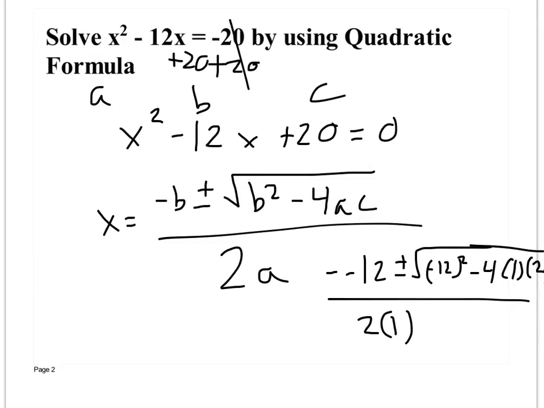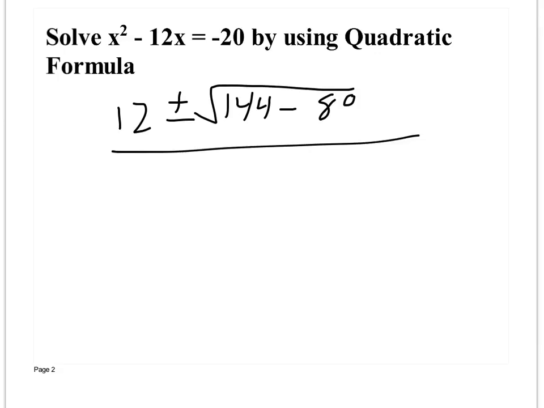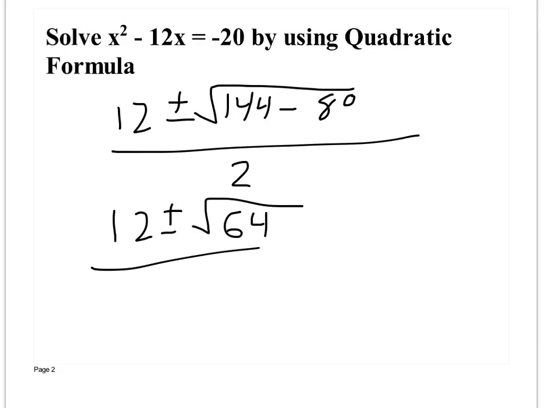So I'm going to erase some of this so we have some room to work. 144 minus 80. So it should be negative of negative 12, which is 12, plus or minus the square root of b squared. Negative 12 squared is 144 minus 4 times 1 times 20, which is 80, all over 2 times 1, which is 2. 144 minus 80 is 64, which is 8. So we have 12 plus or minus 8 divided by 2.